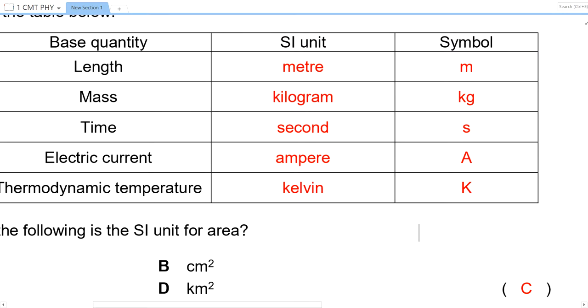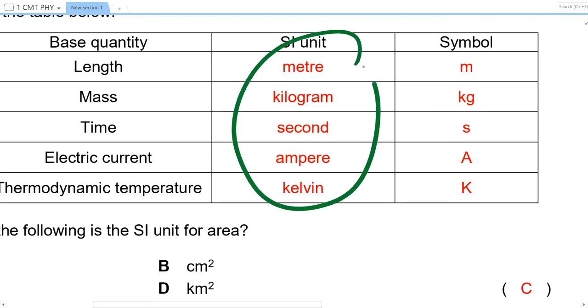When I ask you during the exams, what is the SI unit for time? What is your answer? Seconds. What if a student chooses to write S? Then you get 0 marks. Because that's the symbol. If I ask for SI unit, you must spell it out. Which also means you need to spell everything. Okay, spelling. You need to be able to spell all of them correctly. Alright?